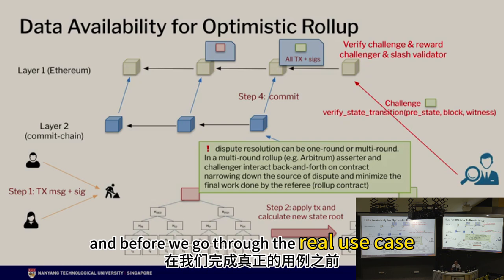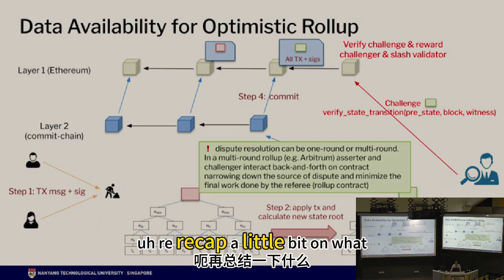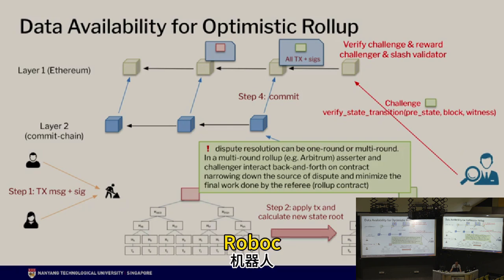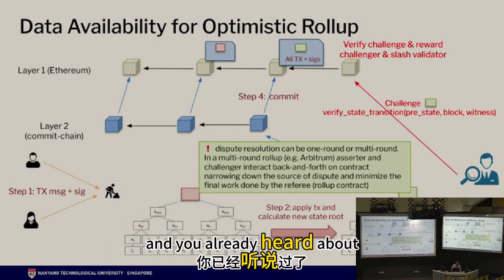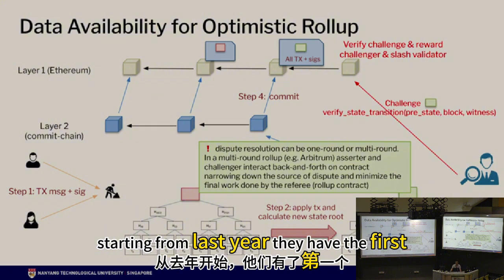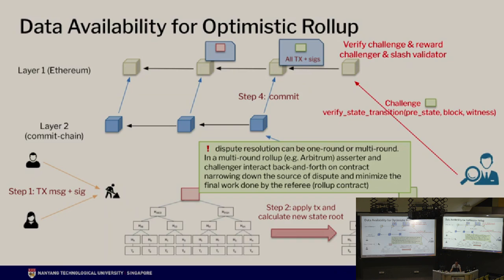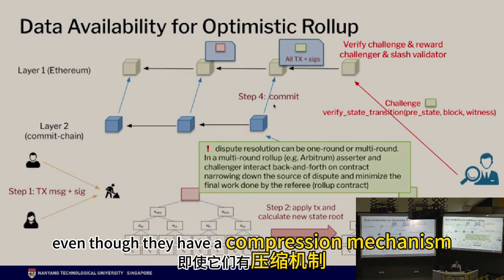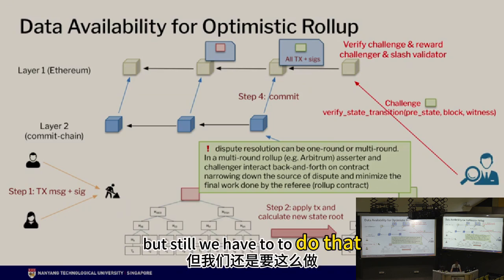And before we go through the real use case, I want to recap a little bit on what Yu Yang and the team have talked about for the optimistic rollup. That's the procedure Base has been really doing. And you already heard that, starting from last year, they finally have the first phase of fraud proof in place. They still have to send all the data to layer 1, even though they have a compression mechanism, which is zlib. But still, we have to do that.